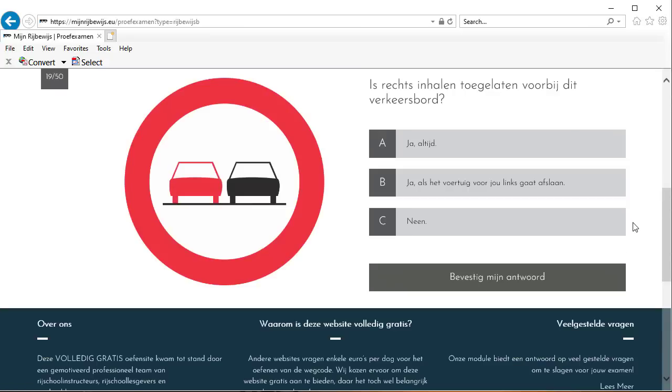Is overtaking from right allowed at this traffic sign? Option A is yes, always. Option B is yes, if the car in front of you is turning left. Option C is no. So the answer should be B. Yes, you can overtake from right if the car is turning left.